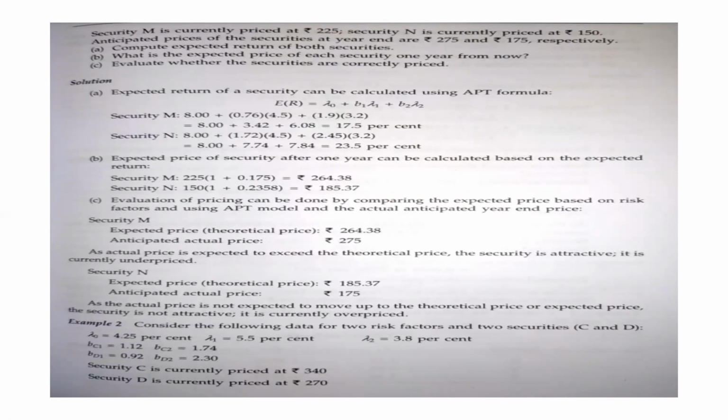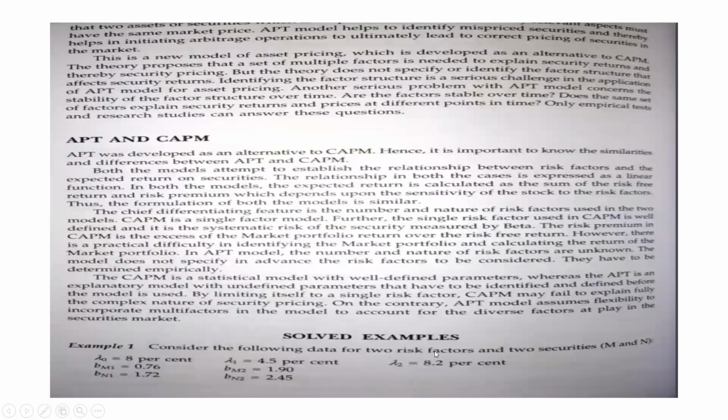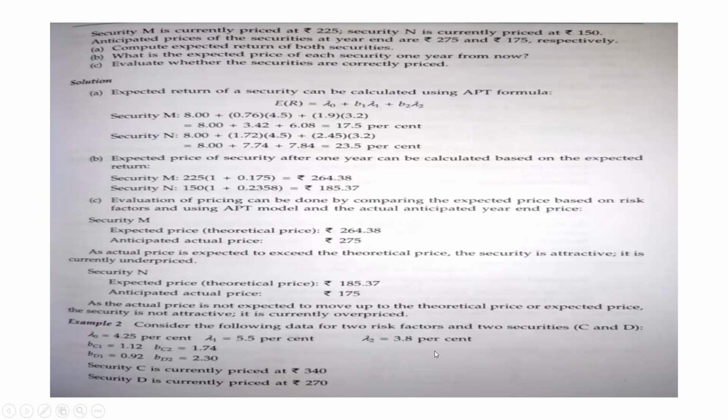Now, see, there seems to be a small problem in the question. They have given it as 8.2, but in the answer, everywhere they have calculated it as 3.2. So please correct it in the question as 3.2. Now, for security N also, the risk-free rate of return is 8, plus the sensitivity to the first factor of security N, plus the sensitivity to the second factor of security N. So we got the expected return values of security M as 17.5 and security N as 23.5. Now we need to find the expected price that will be earned after 1 year based upon the expected return.